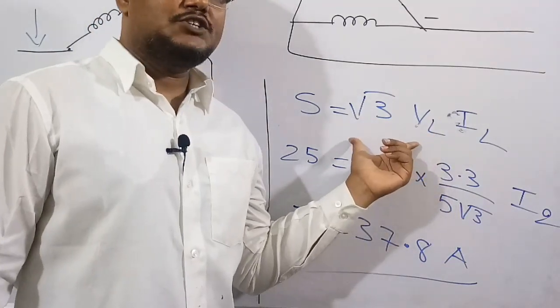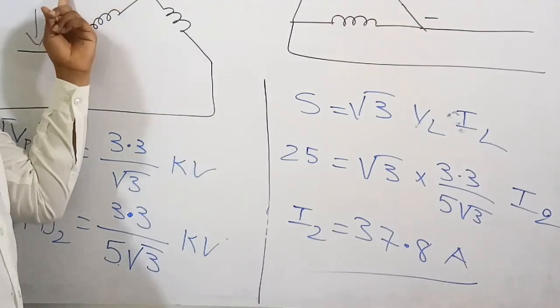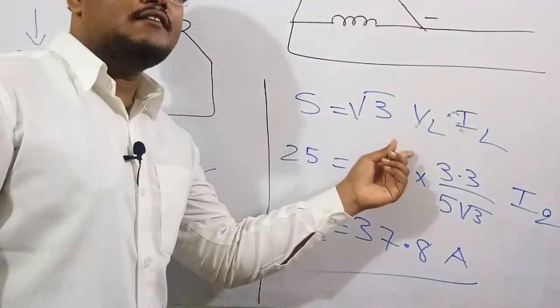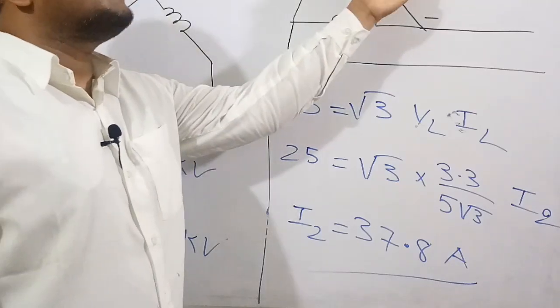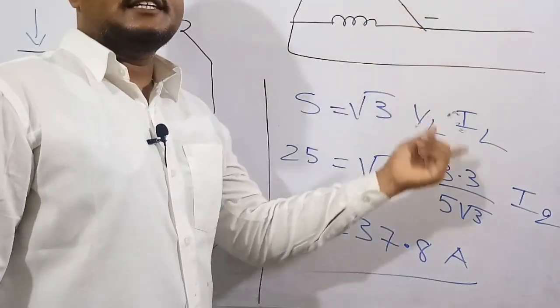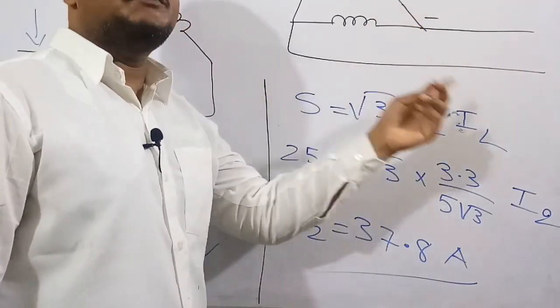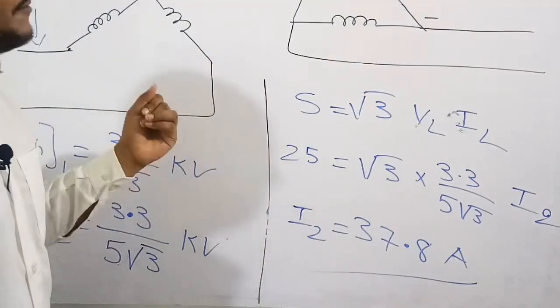The main thing is S is equal to root 3 VL IL. This is an expression we need to remember to solve this type of problem. If they are asking for the line current in the star connection, then S we know, VL we know, and the only unknown is I1. But they are asking for the line current of the delta connection, so S we know, VL we know, and for the secondary side, the delta connection side, we need to use this formula. I hope you understood this numerical.